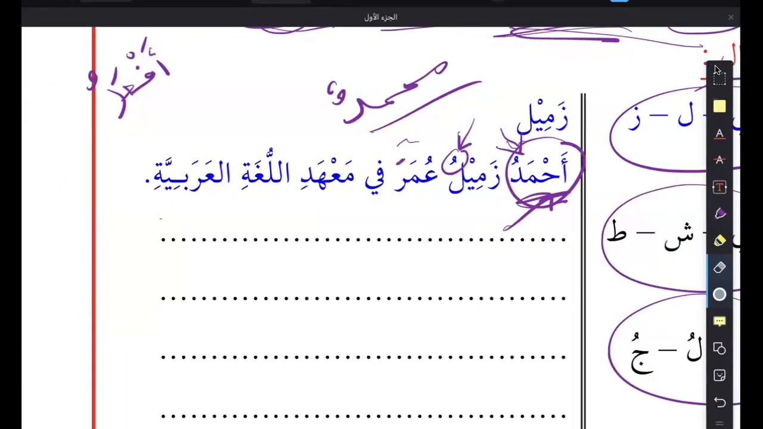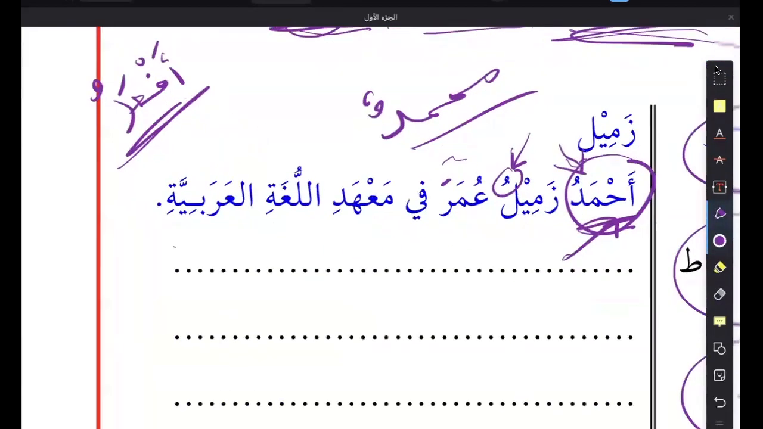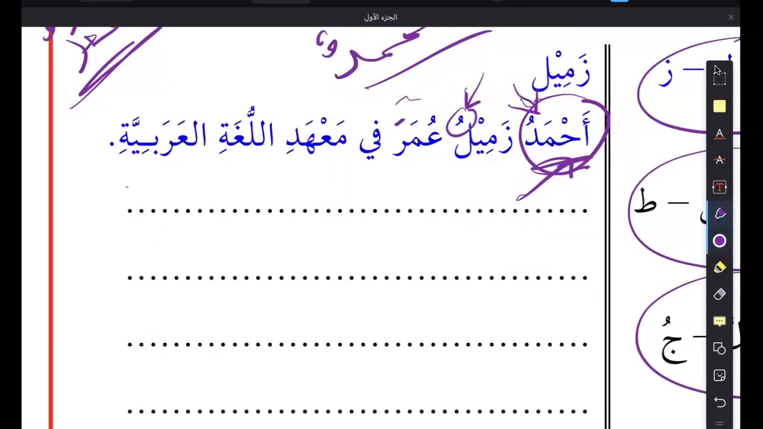What are the other words you know that are mamnu min as-sarf? I told you if anything comes in this pattern it is mamnu min as-sarf. Do you know anything else? So we have non-Arabic names. Ahsant. Feminine names. Excellent. Yes.